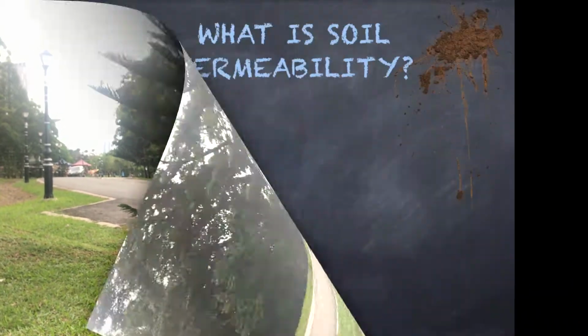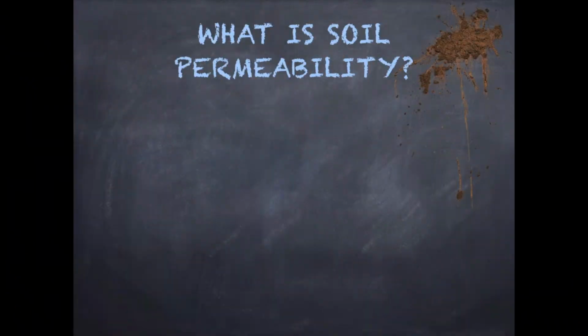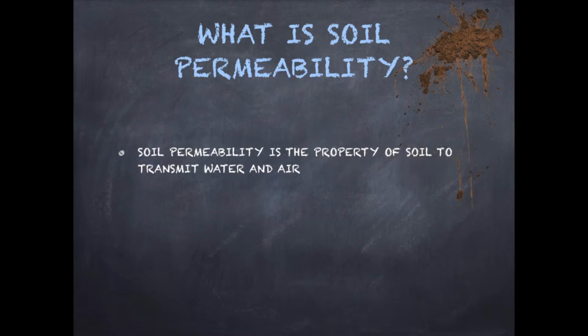So we are being given a task that we must do a simple experiment at home for the subject CV3313, Soil Mechanics 2. So I choose soil permeability for my experiment. What is soil permeability? Soil permeability is the property of soil to transmit water and air. This property of soil is important in civil engineering structures.